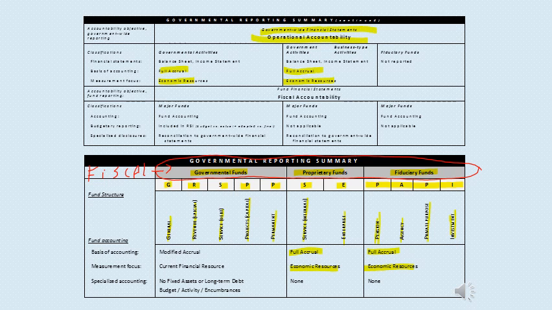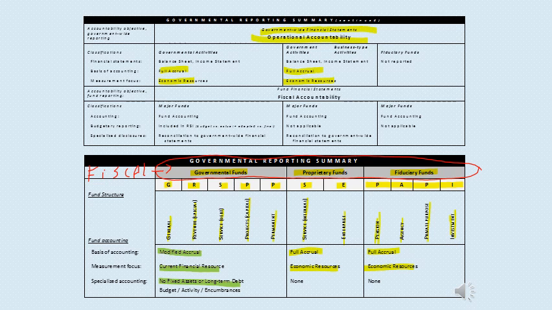The only funds that use something that is different than the proprietary and the fiduciary funds are governmental funds. Remember, I saw that on a previous slide, modified accrual accounting, current financial resources measurement focus. And so since it's current financial resources measurement focus, there is no fixed assets and there is no long-term debt.